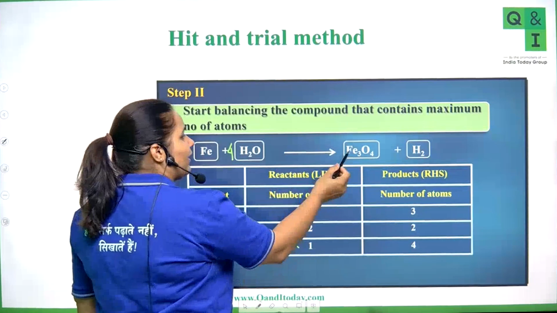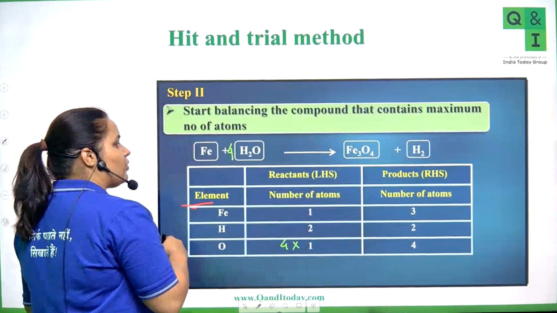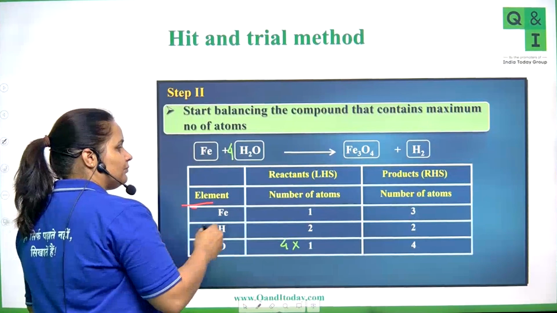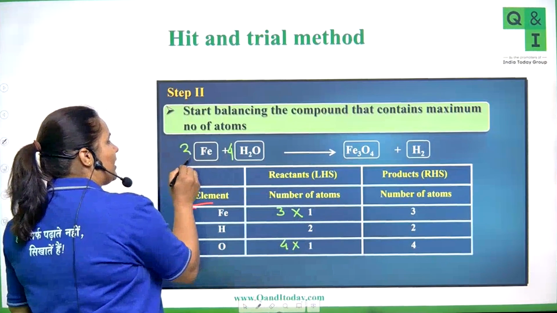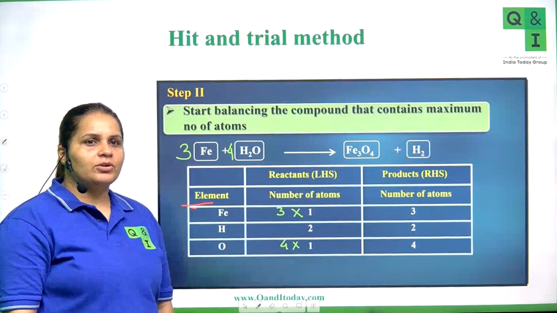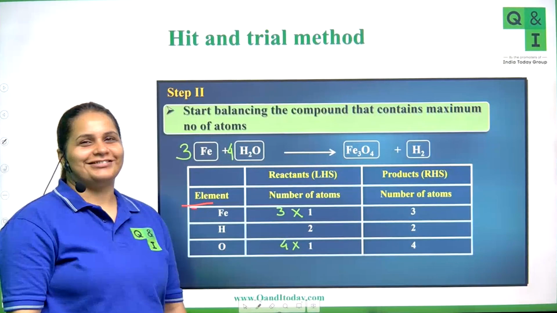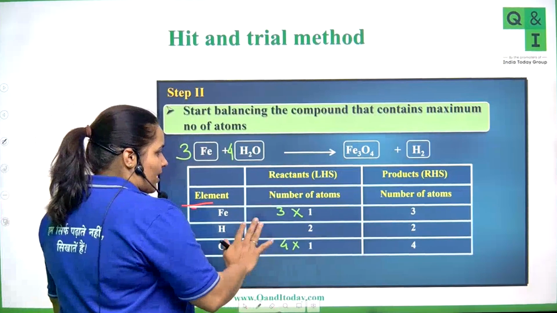Now coming to the iron. Iron is 3 on this side, and here 1. So what shall I do? Multiply by 3 on this side. So I should write 3 here. Please mute yourself. So now my job is done here.